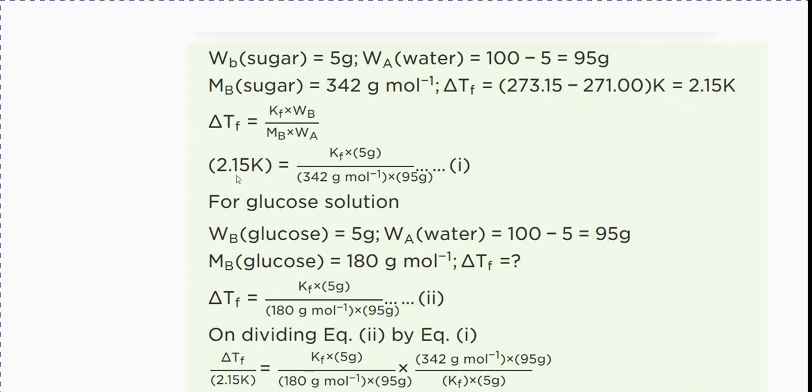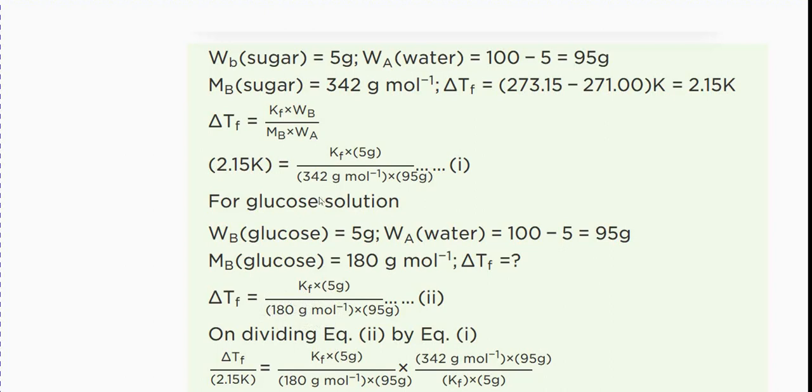Now substitute these in this equation. ΔTf is equal to 2.15 K, Kf we have to find out, the weight of the solute is 5 gram, the weight of the solvent is 95 gram, and the molar mass of the solute, sugar in this case, is 342. So this is for cane sugar. For the glucose solution, the same thing: ΔTf is equal to Kf into the glucose weight of 5 gram divided by the weight of the solvent 95 gram into the molar mass of glucose, which is 180. Here the molar mass of sugar is 342, and here the molar mass of glucose is 180.